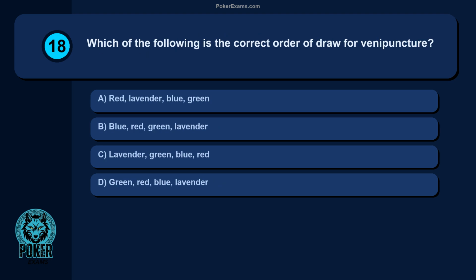Question 18. Which of the following is the correct order of draw for venipuncture? Red, lavender, blue, green. Blue, red, green, lavender. Lavender, green, blue, red. Green, red, blue, lavender.